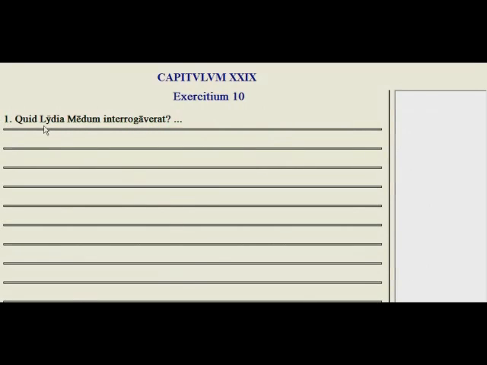Question and answer. Quid Lydia medum interrogaverat? Well, Lydia medum interrogaverat num pecunia sua esset qua annulum emerat. She asked him whether the money was his. Num pecunia sua esset. And we use the imperfect subjunctive because it is an indirect question. And here we have another form of that answer. Practice that one.